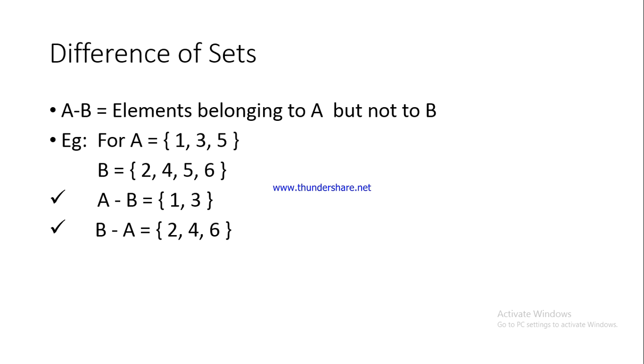Now this will also give you a general rule that says that A minus B is not equal to B minus A. You would remember that as far as the Cartesian product was concerned, A into B was equal to B into A, but this is not the case here. A minus B is not equal to B minus A. So please do retain this information.